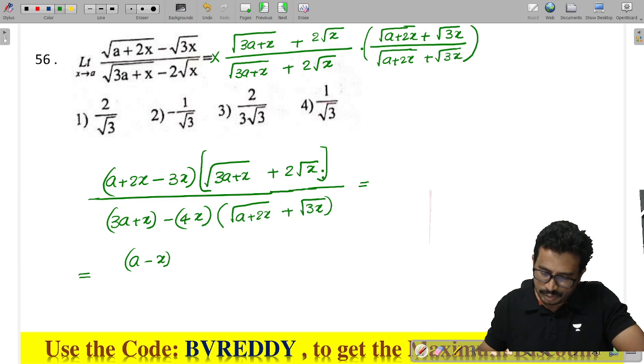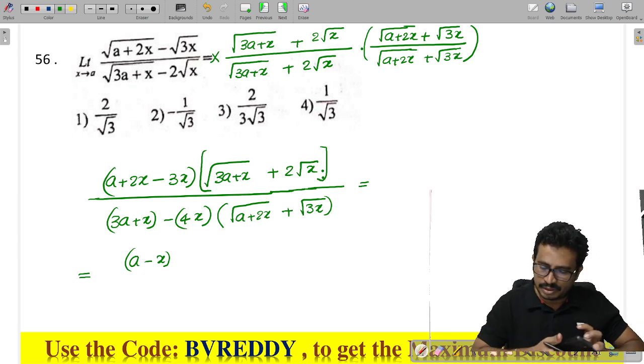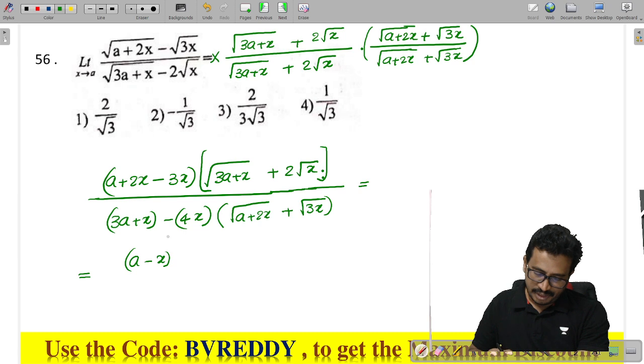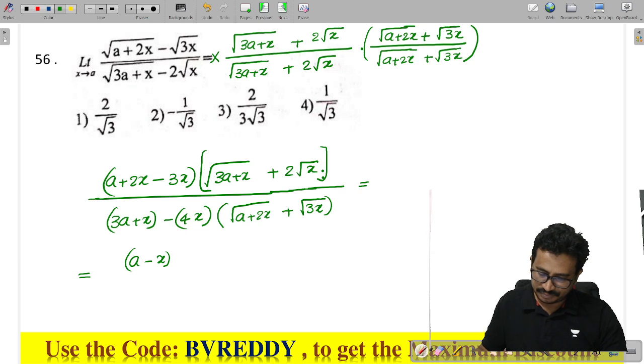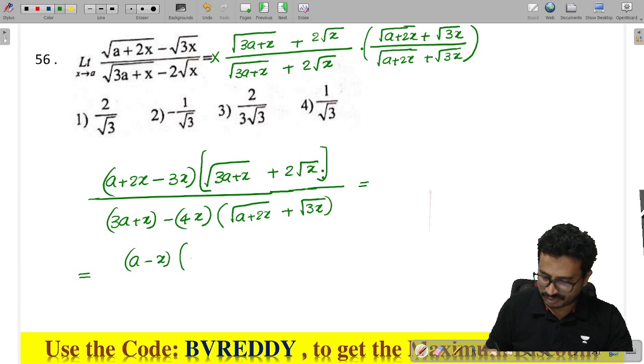And do you get the 0 by 0 form here? If I replace x is equal to a, we get 0 in the denominator, and we also get 0 in the numerator. Okay, so that means better we go for L'Hospital's rule only thereafter. So this is 3a plus x plus 2 into root x.